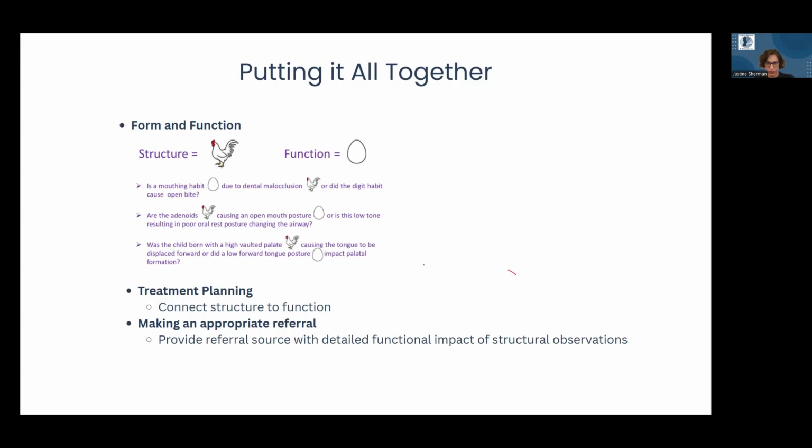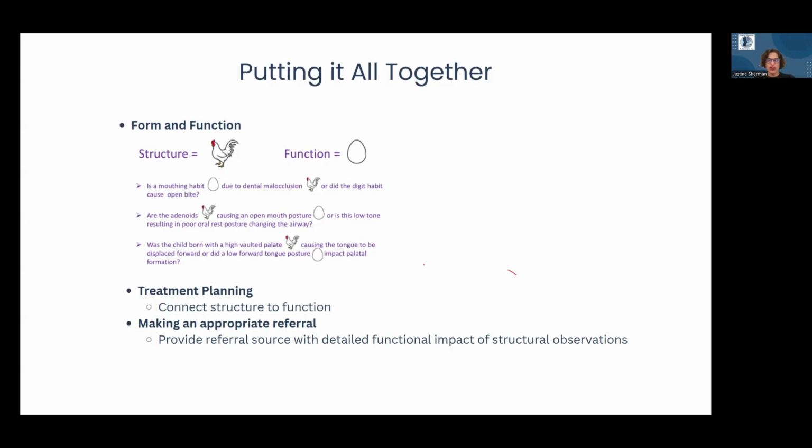Structure, which is the chicken. That's the anatomy, the alignment, the integrity. And then we have function, which is the egg. Movement, coordination, pressure, timing. The key question here is not what do I see, but how does what I see impact what the client can do?